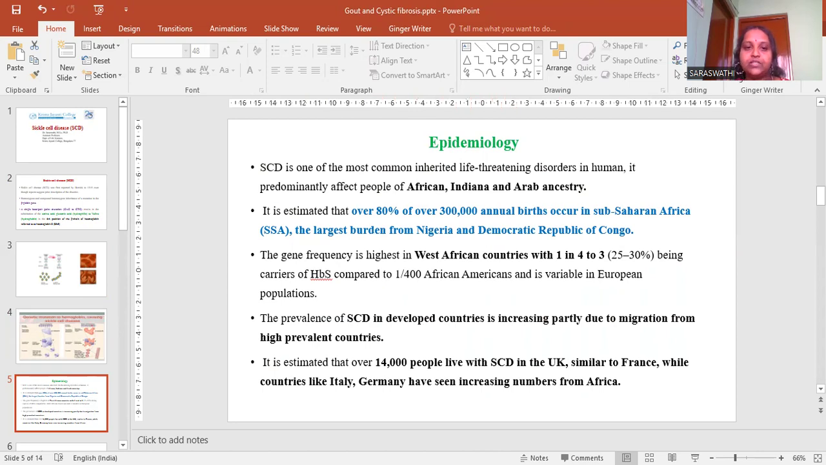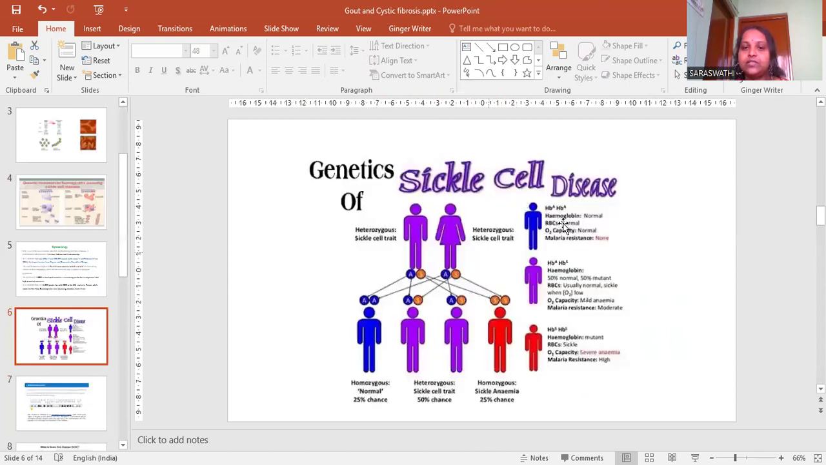Now we're going to discuss the genetic pattern, the inheritance of this sickle cell anemia. You can see heterozygous sickle cell trait and heterozygous sickle cell trait. If the father and mother both are sickle cell carriers and they marry, it leads to a 25% chance of the offspring being affected. This red mark indicates the child that will be prone to sickle cell anemia.